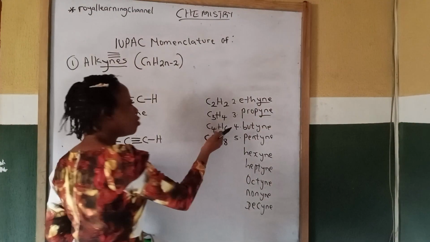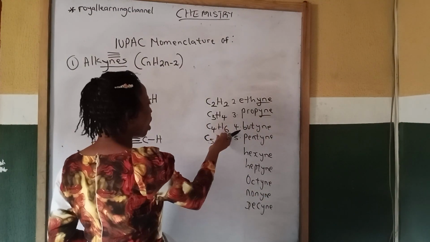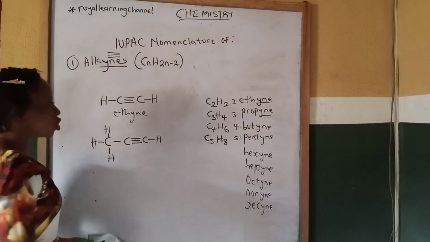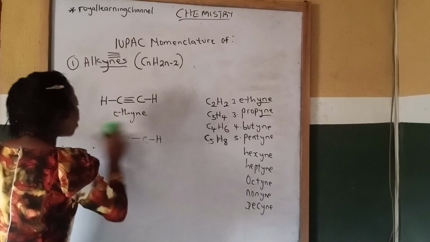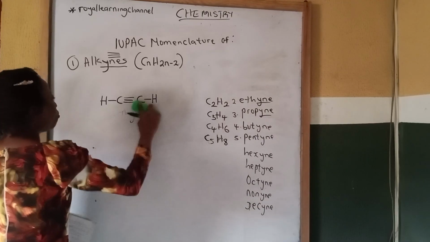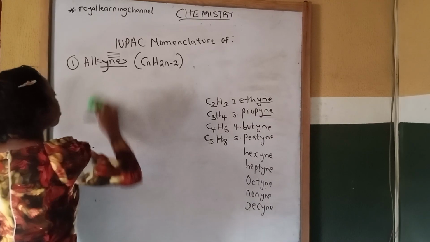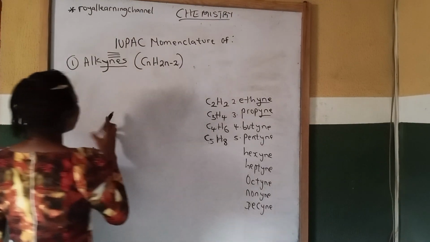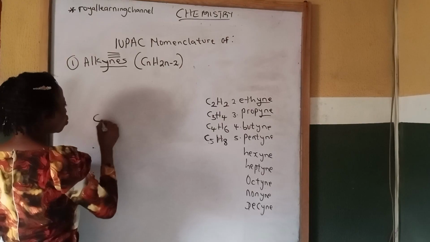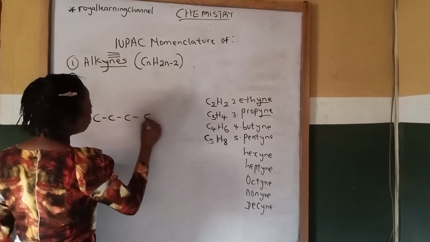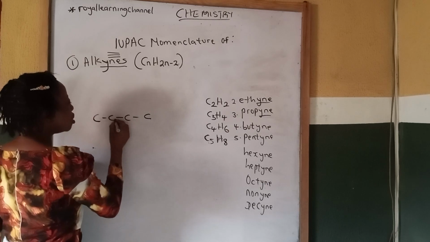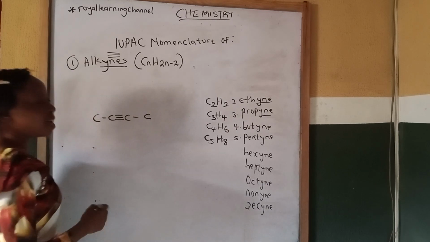Let's take one more member of alkyne. So that is butyne. Let's draw the structural formula for butyne before I proceed. Butyne with 4 carbon atoms. 1, 2, 3, 4. The -yne, which is the triple bond, must exist in between what? In between carbon atoms. That is your -yne.